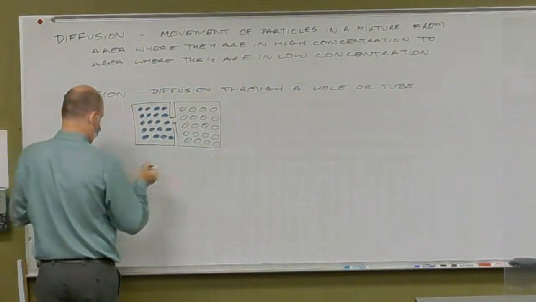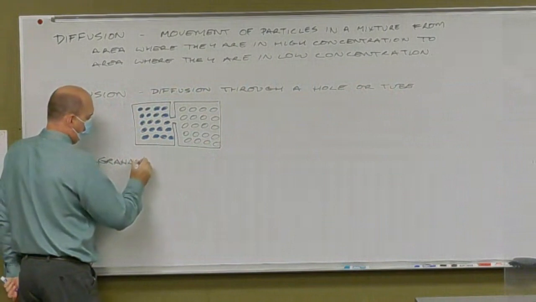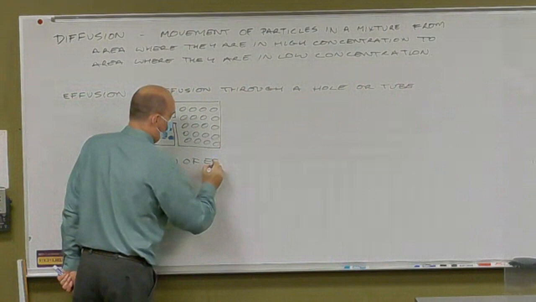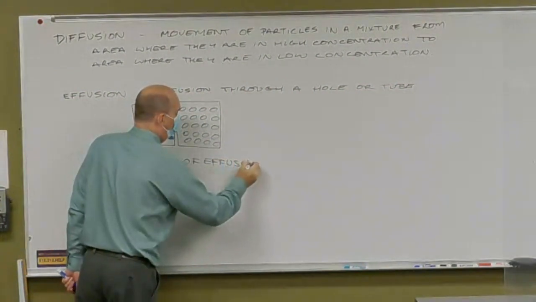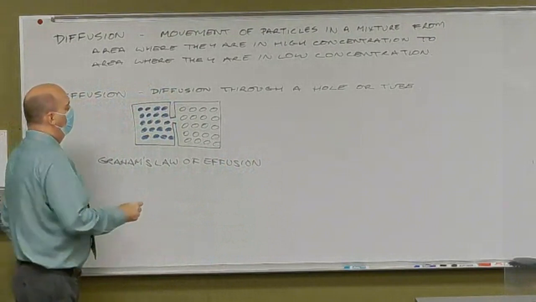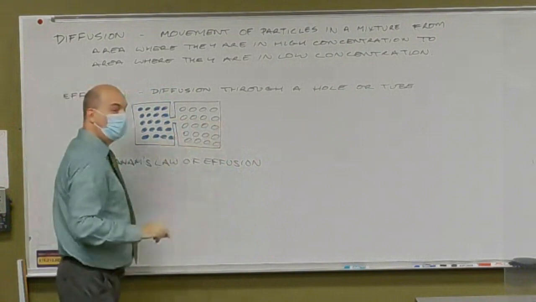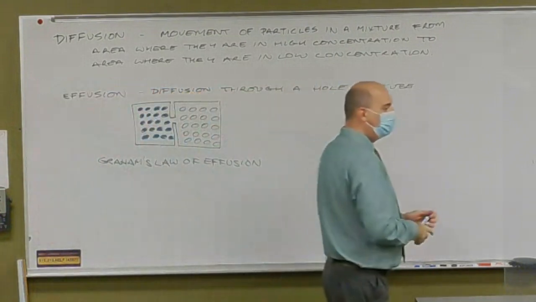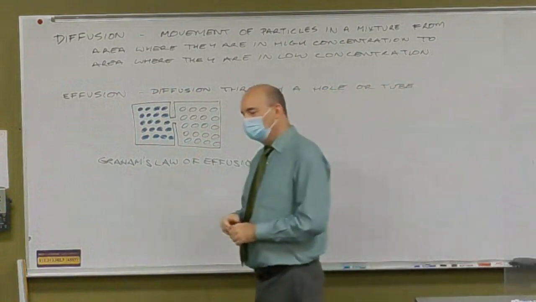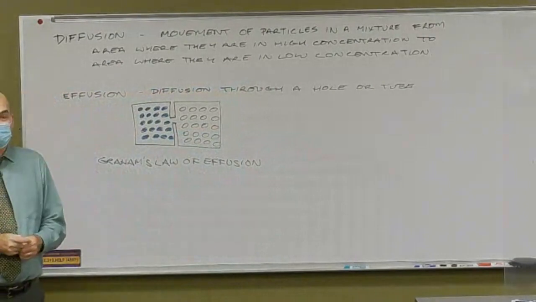And this is subject to a rule. It's called Graham's law. Graham's law of effusion tells us that if I have to get particles through a hole, then the rate at which they go through that hole has to be proportional to the speed at which they are moving themselves.